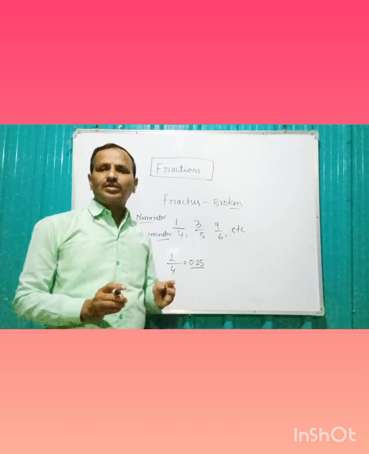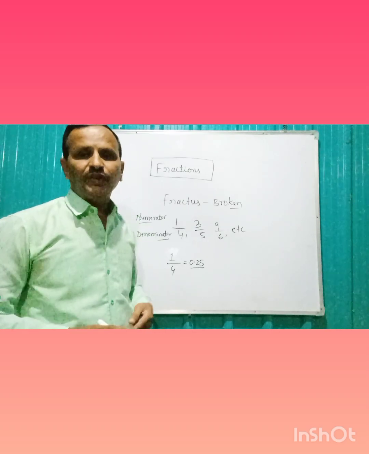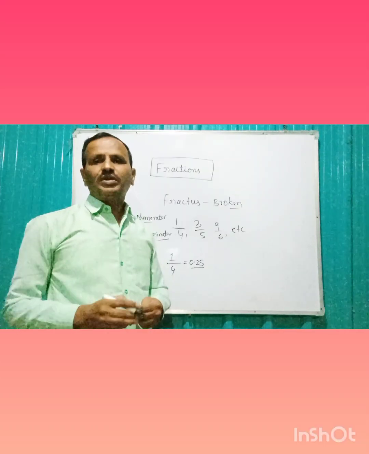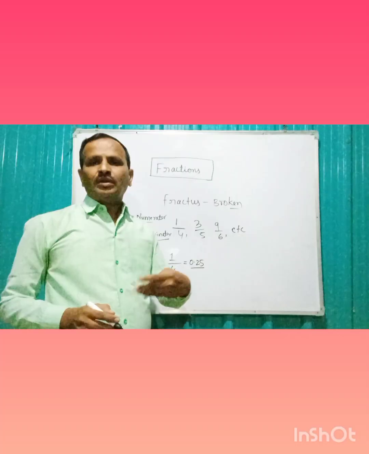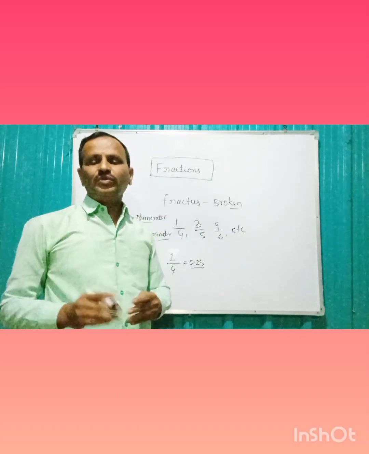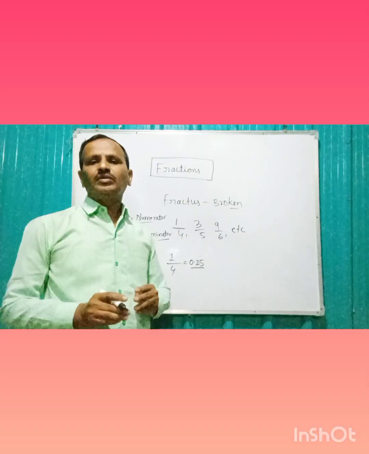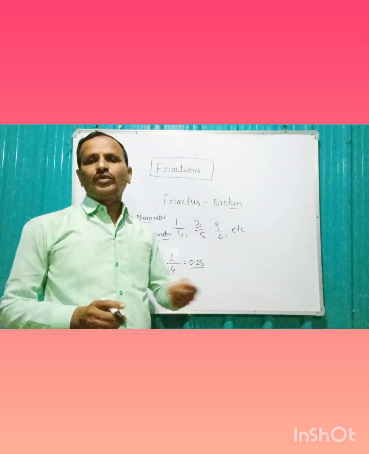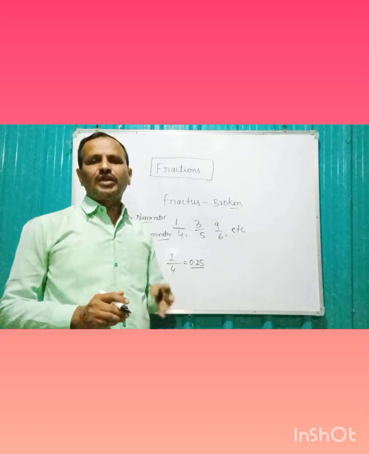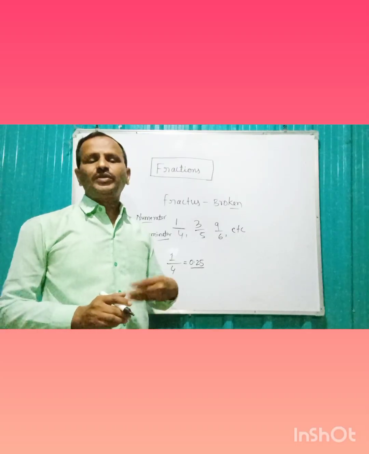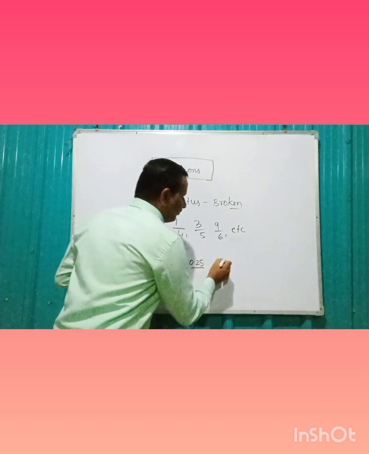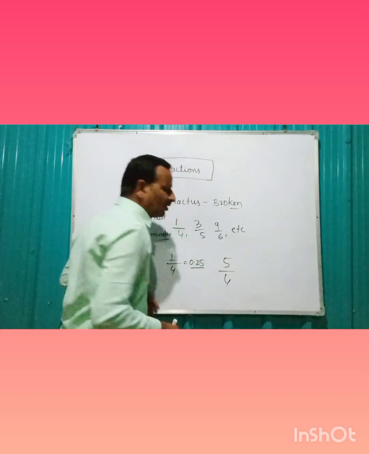Let's take another example. If you have 5 rupees and you need to distribute those 5 rupees among people, how many people in total? You and your 4 friends, that is 5 people. But you need to distribute that 5 rupees to 4 people. Then 5 by 4.